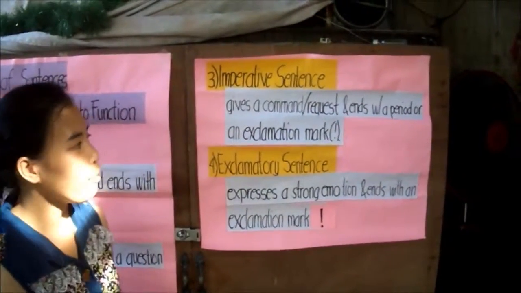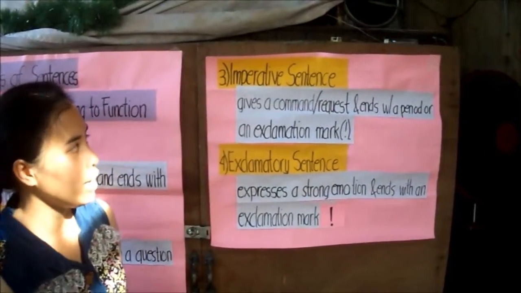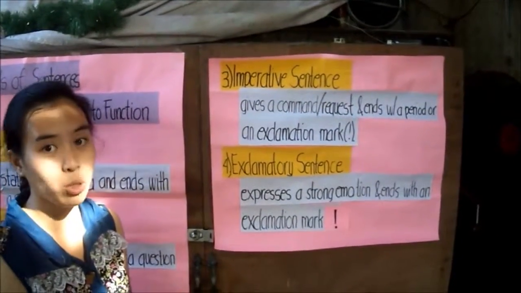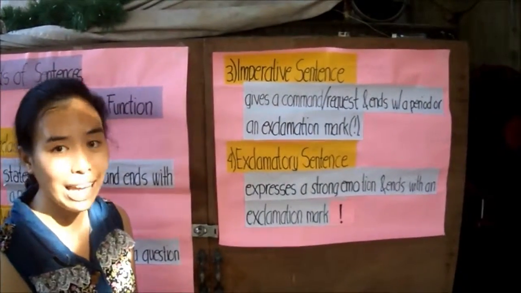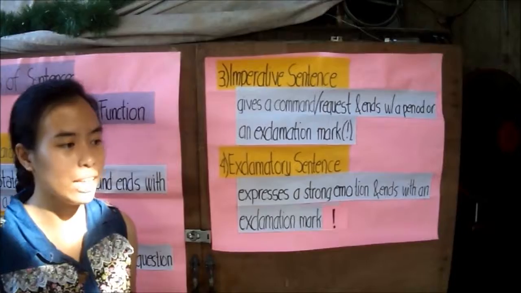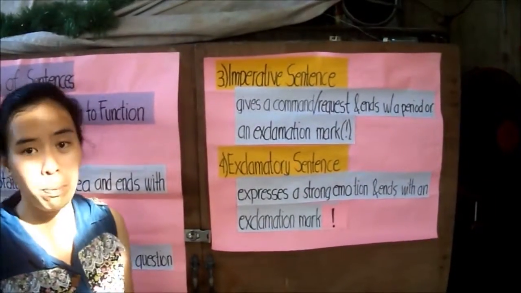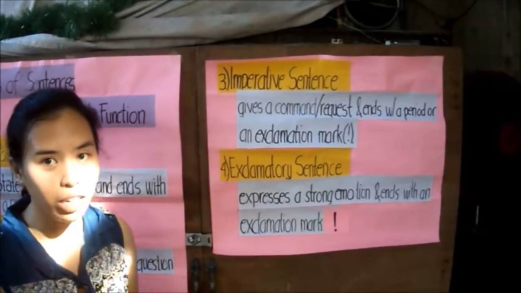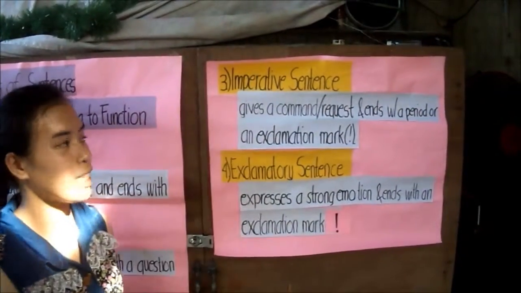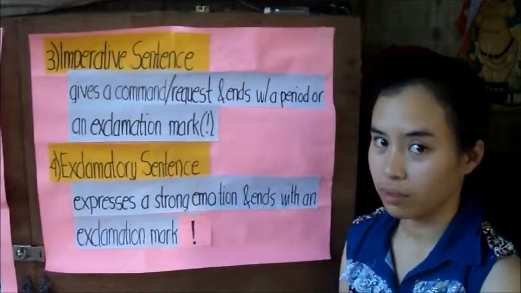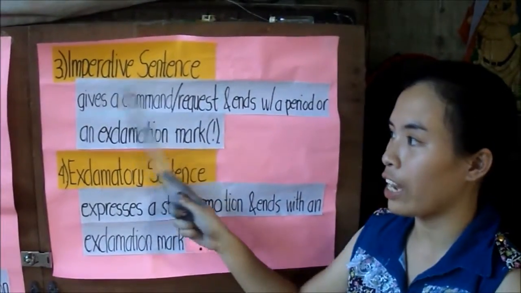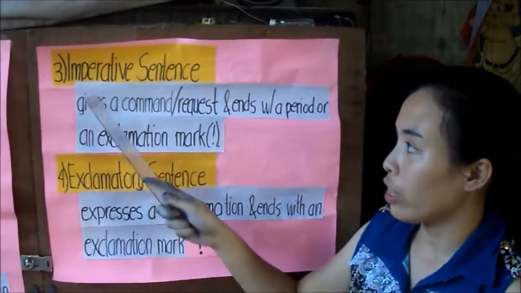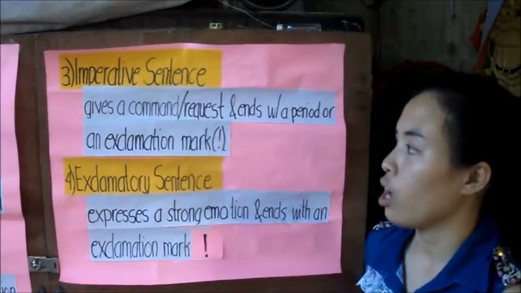because it expresses a strong feeling. And for an example of an imperative sentence that ends with a period, give me a glass of water. Give me a glass of water. It gives a command and it ends with a period. So it is still an example of an imperative sentence. So let's continue with the third kind of sentence according to function, the imperative sentence.